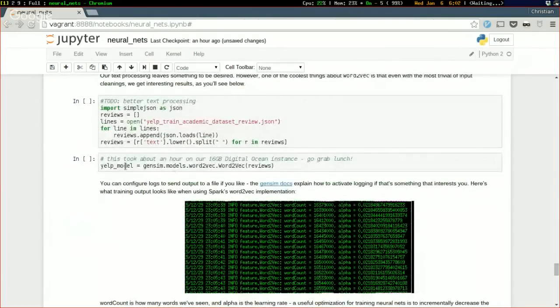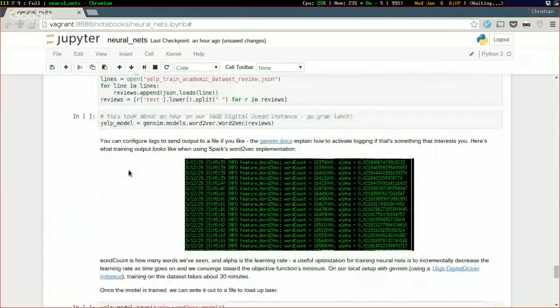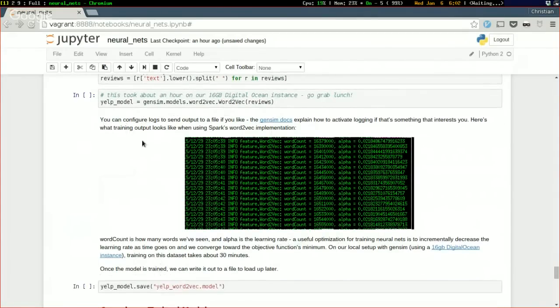This section is how the model's trained. This image is what the training looks like as we go through it. As you can see, the word count increases, and alpha, our learning rate, decreases. This is a really good trick for achieving convergence, as Michael was talking about: decrease the learning rate over time as you get closer to the minimum of the optimization problem.